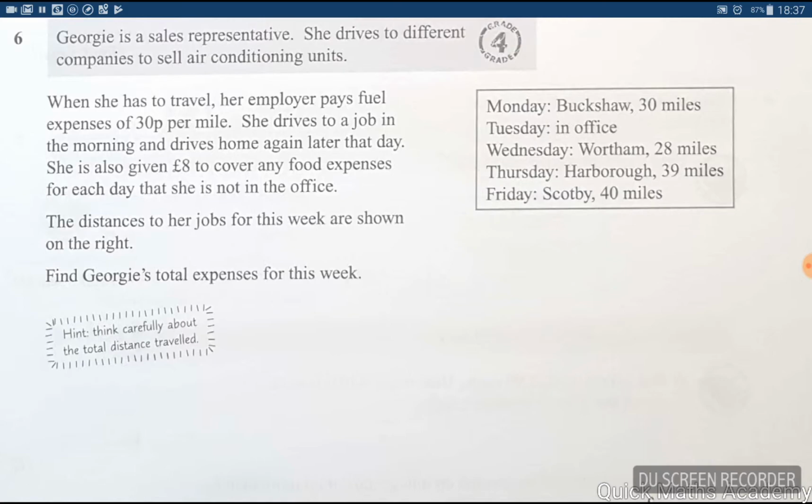Georgie is a sales representative. She drives to different companies to sell air conditioning units. When she has to travel, her employer pays fuel expenses at 30p per mile. She drives to a job in the morning and drives home again later that day. She is also given £8 to cover food expenses for each day that she is not in the office.